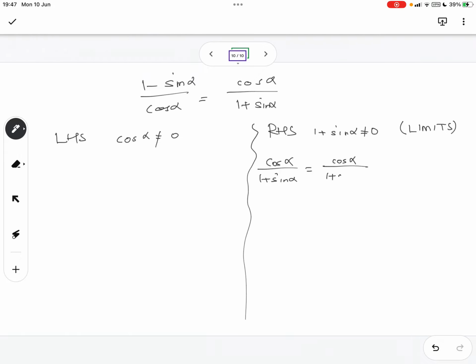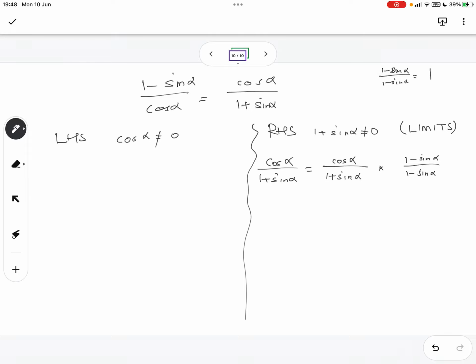What can I do to the left hand side or the right hand side to make sure that it's the same as the right hand side? So I'm going to take a guess and multiply it by maybe 1 minus sine alpha over 1 minus sine alpha.